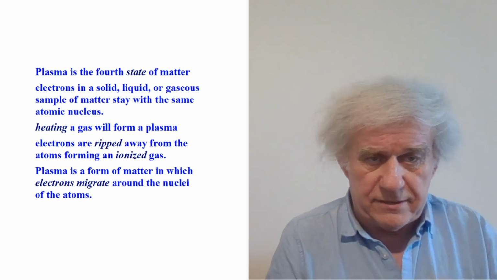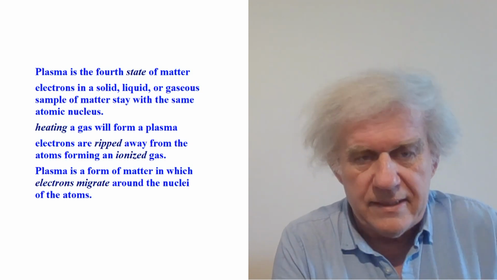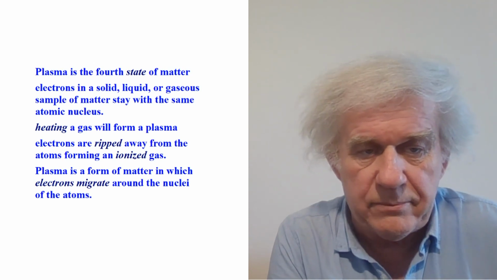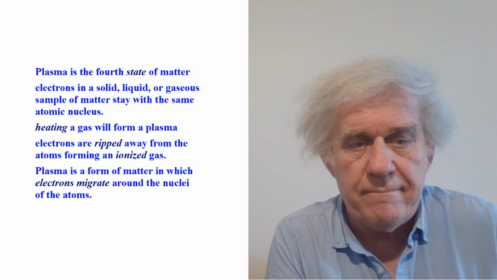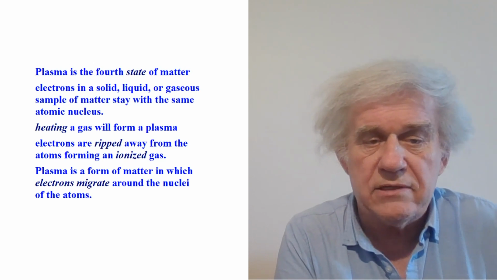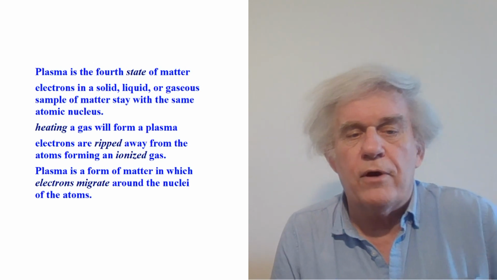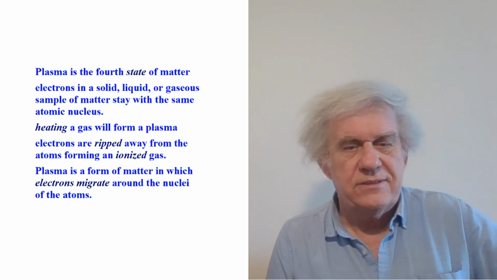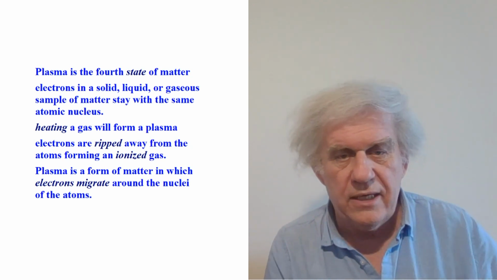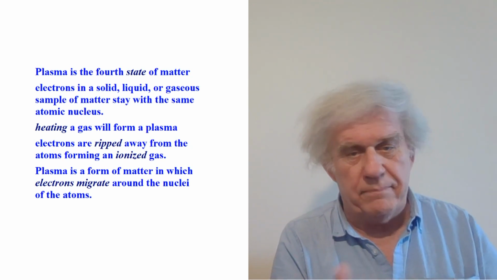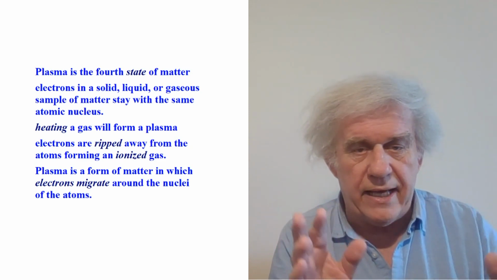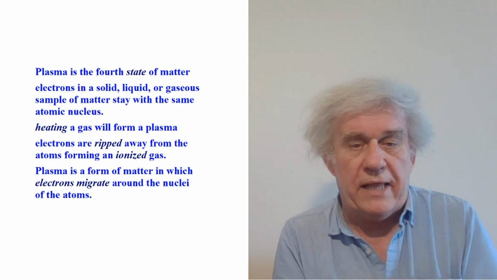Okay, another fella talking about plasma. Here we have the plasma, the fourth state of matter, the famous state of matter. Electrons in a solid, liquid, or gaseous sample of matter stay with the same atomic nucleus. And what happens when you excite them? Heating a gas will form a plasma. Why? Because electrons are ripped away from the atoms, forming an ionized gas. So what is ionized gas? It means that you're going to strip an electron away from them through some process. That means the plasma is a bunch of ionized atoms, right? It means that they're excited somehow by something. We don't care about that at this point. We just care what is the plasma?